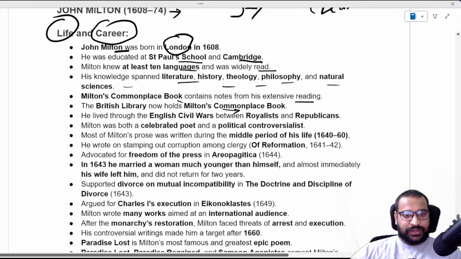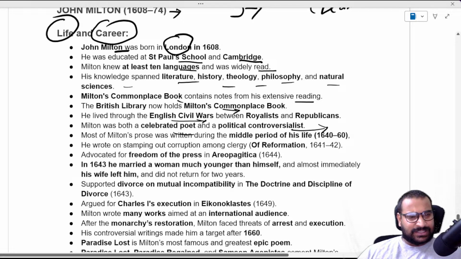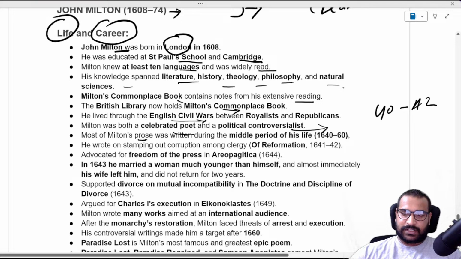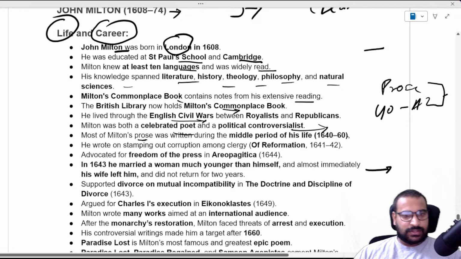Anyway, he lived during the English Civil Wars. That's why we have so many tracts, so many pamphlets, all these things. And he, as you know, is celebrated as a political controversialist also. Most of Milton's prose was written during the middle period of his life. Middle period, remember, 40 to 42. As I told you, we have three parts, right? Earlier, and then later, and in the middle. Middle mostly is dominated by the prose, right?